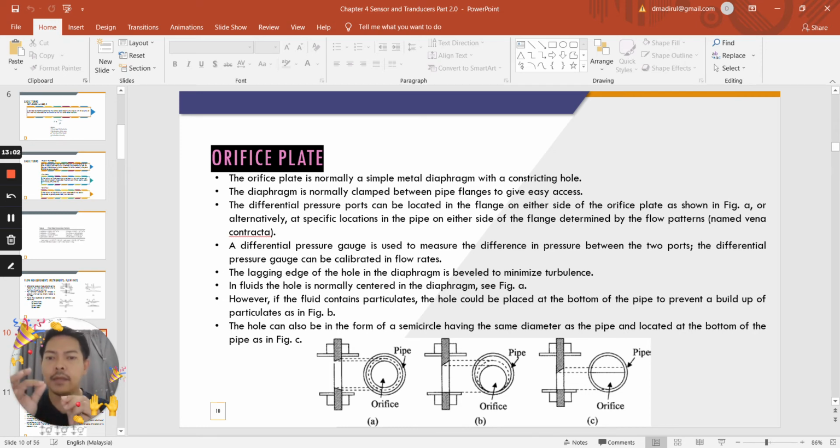The leading edge of the hole in the diaphragm is beveled to minimize turbulence. So in order to minimize turbulence in the flow, the leading edge of the hole in the diaphragm needs to be beveled. In a clean fluid the hole is normally centered in the diaphragm. You can see in figure A.